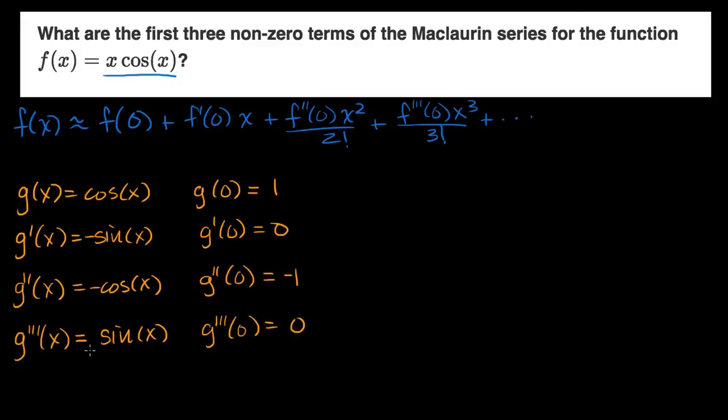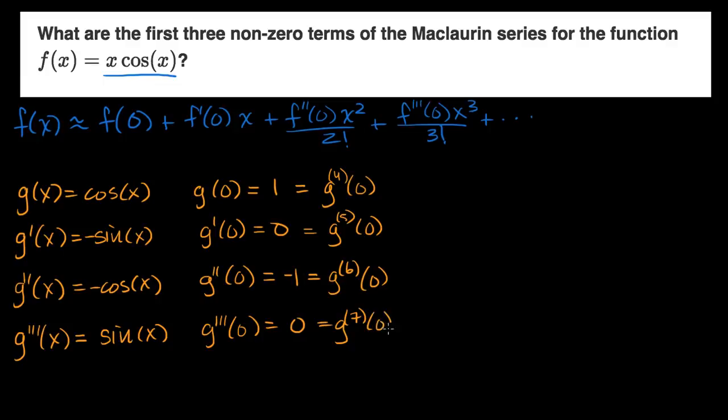And then when I take the fourth derivative, I get back to cosine of x. The fourth derivative is the same thing as the function. So the fourth derivative evaluated at 0, this is also going to be the fifth derivative evaluated at 0. This cycles. This is going to be the sixth derivative evaluated at 0. This is going to be the seventh derivative evaluated at 0. And so what are the first three non-zero terms?